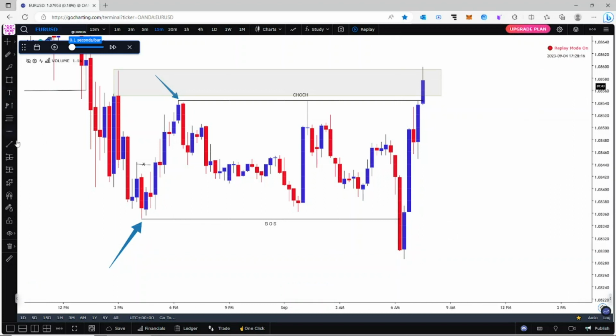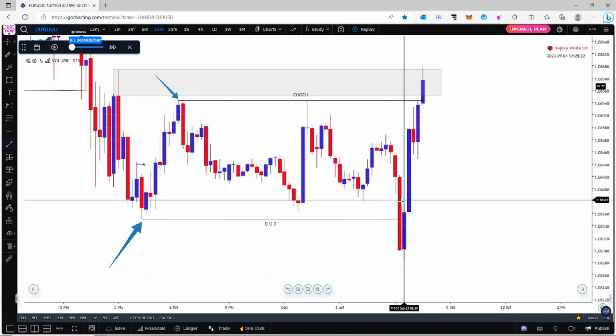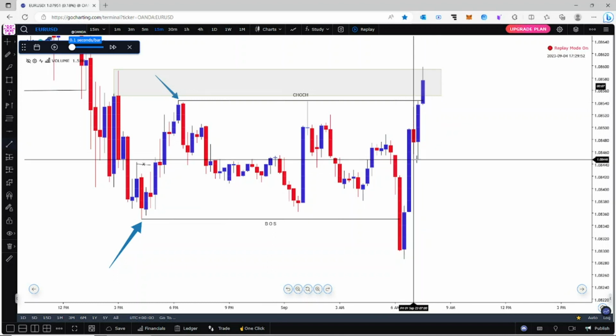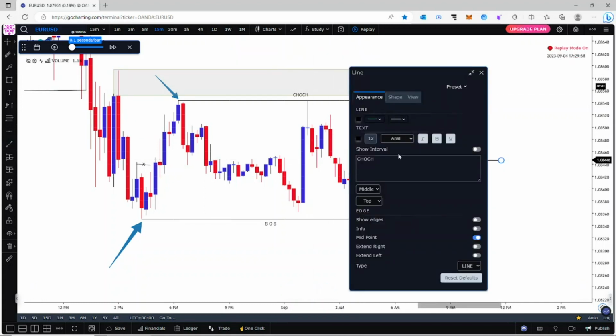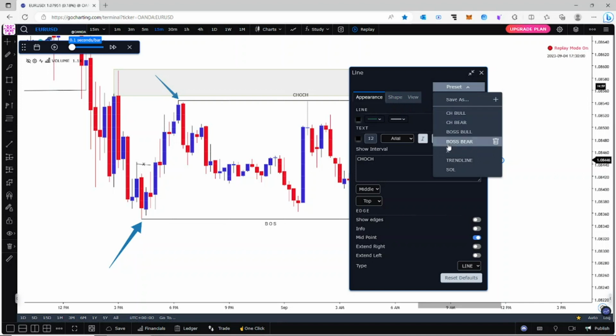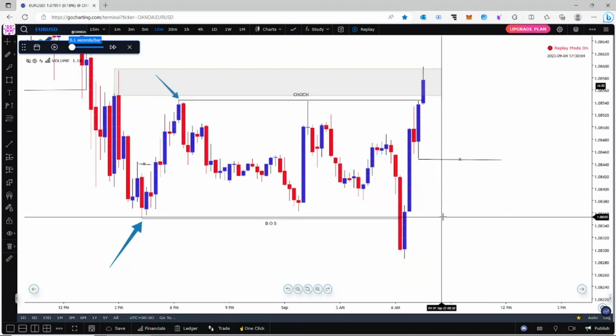Now we have our choke happening. That means we have our inducement here. That is our internal low. Okay. What it means is that if this low is taken, then we can look to buy.